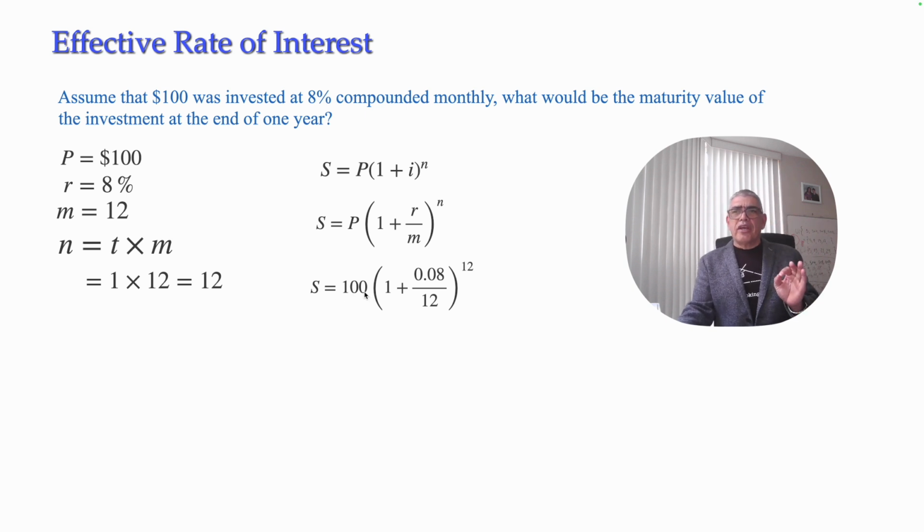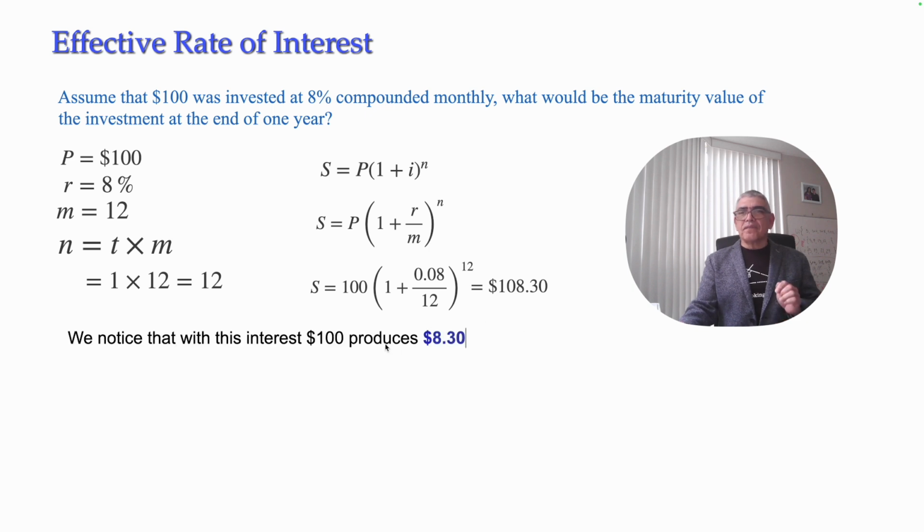So the future value will be 100 multiplied by 1 plus 0.08, that is the 8% that we have here, divided by 12, to the power 12. To the power 12 because it's only 1 year. Okay, so we use our calculator and we compute this: it is 108.30. So what does it mean? That in 1 year, $100 produces $8.30. So we notice that this investment produces $8.30 per $100. So for each $100, $8.30.